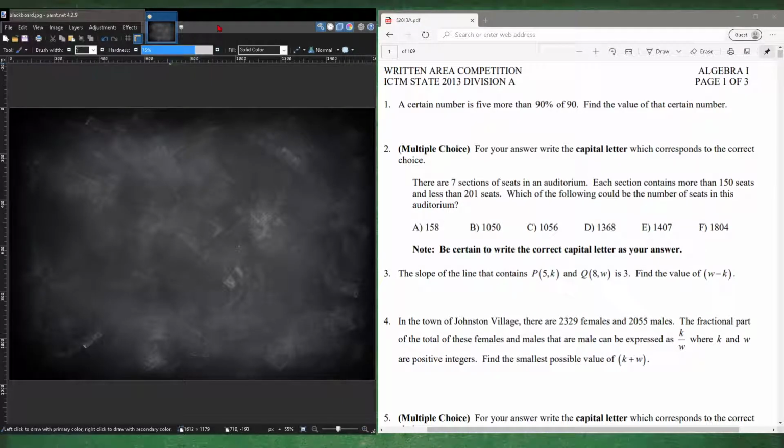Welcome to the Math Record. Today I'll be covering the ICTM State 2013 Division A Algebra 1. I'll be going through every single question and I'll also be timestamping it as usual.